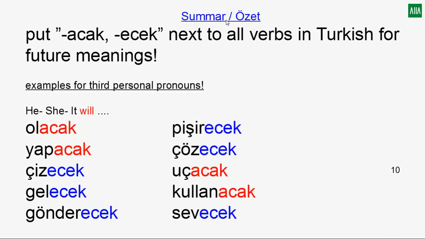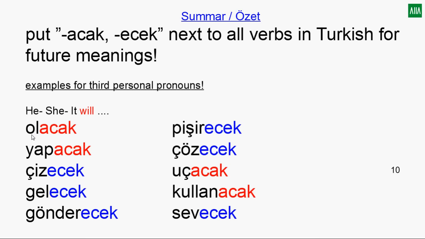There must be a Y here actually. It must be forgotten. So, put acak or ecek next to all verbs in Turkish for future meanings. I'll repeat one more time. Put acak or ecek, which is the suffix of future tense, next to all verbs in Turkish for future meanings. This is a reminder for you. Example for third person pronouns, he, she, it, we all the time use o in Turkish. For example, the verb here is ol, which means be.